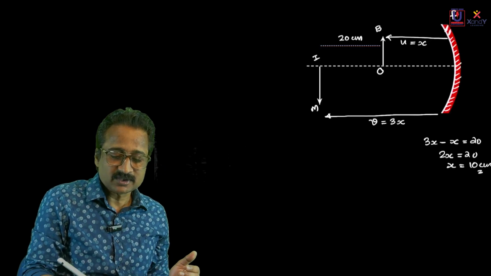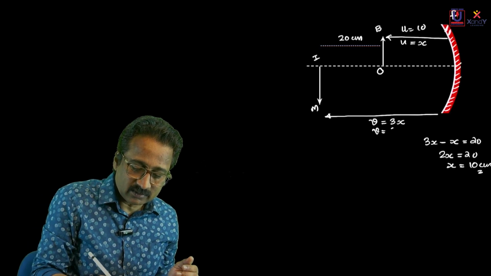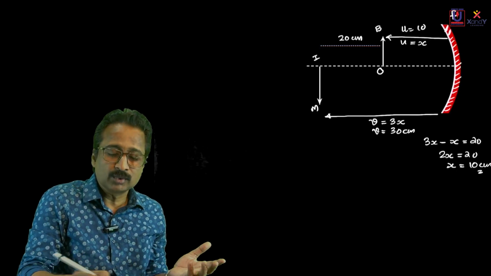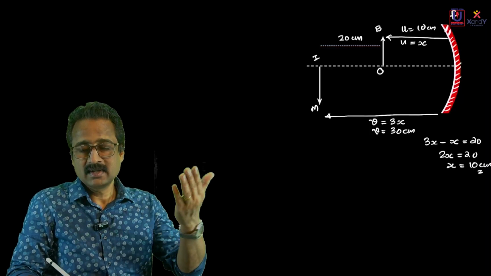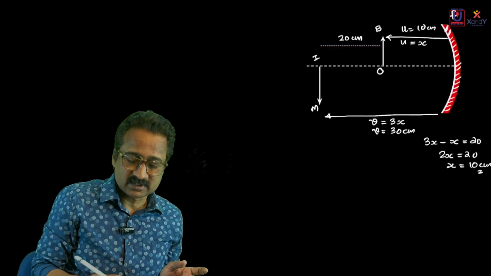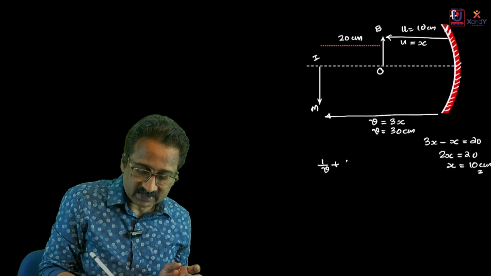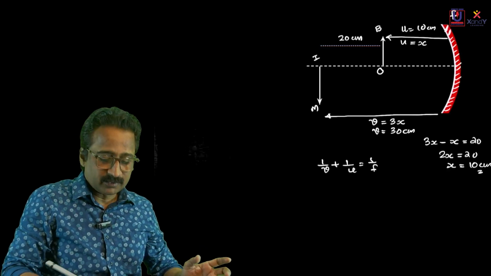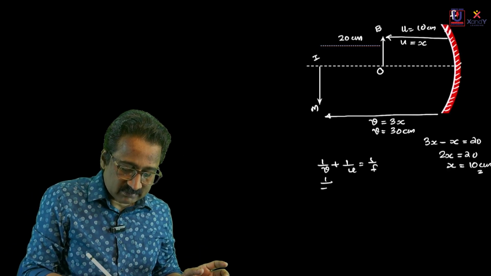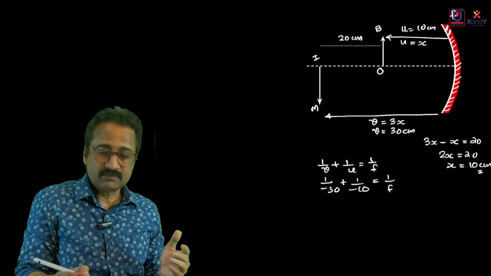So value of x is 10, that means u is equal to 10. Therefore, v is equal to 30 cm. So we have both u as well as v. Now the question is, what is the radius of curvature? Let's find what is the focal length using distance formula first. So distance formula for any mirror is 1 by v plus 1 by u is equal to 1 by f for any mirror. Now putting values, 1 by v is minus of 30 plus 1 by u is minus of 10 is equal to 1 by f, where f is unknown.